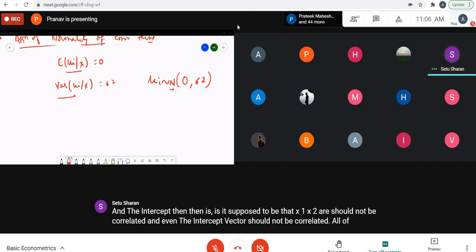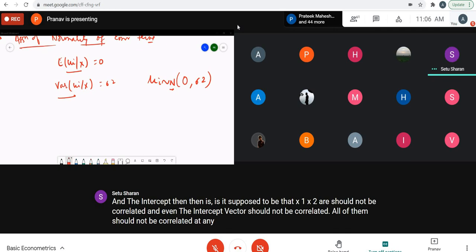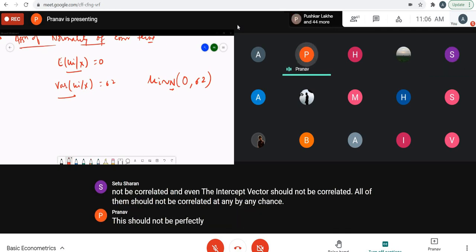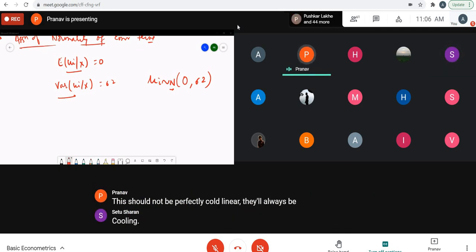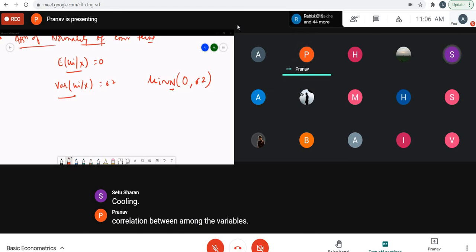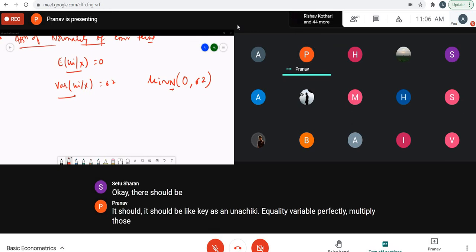All of them should not be correlated by any chance. They should not be perfectly collinear. There will always be a degree of correlation amongst the variables. It should be that no explanatory variable is a perfect multiple of another explanatory variable. समझ में आई बात? ओके सर. यस.